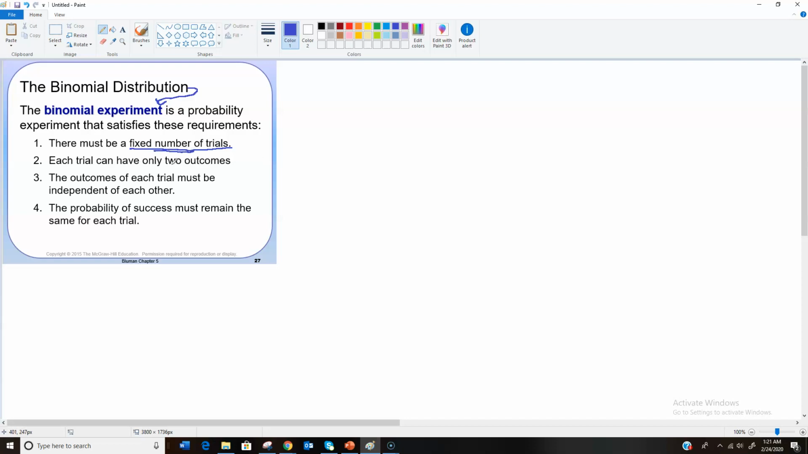As we mentioned before, you can only have 2 outcomes. Now, there may be more than 2 outcomes if you list everything out individually, like 1, 2, 3, 4, 5, 6, but it has to at least be reduced to 2 outcomes. For instance, I'm looking to roll a 2, so my outcomes are roll a 2, don't roll a 2.